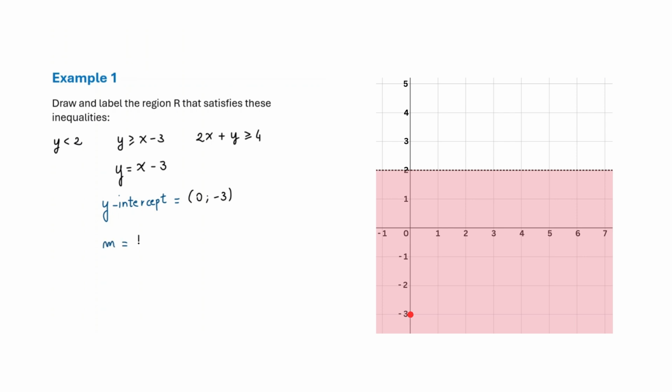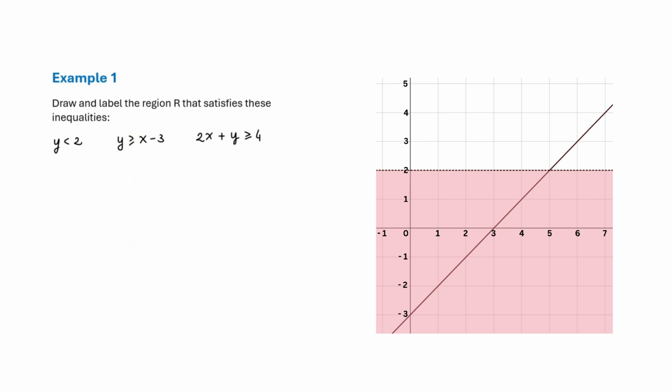The gradient is 1. We can write this as 1 over 1. So from the y-intercept, we move 1 unit up and 1 unit to the right and plot a second point. Then we draw the boundary line. The original inequality is greater than or equal to, so the boundary line is included. This means we draw the line solid.